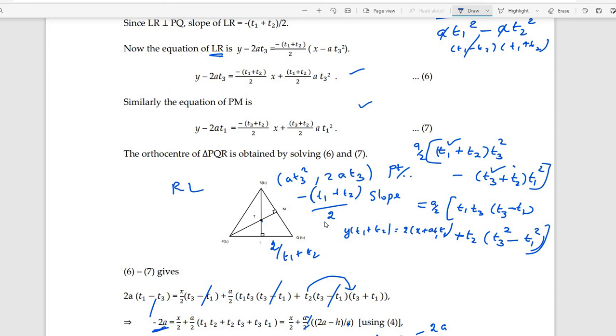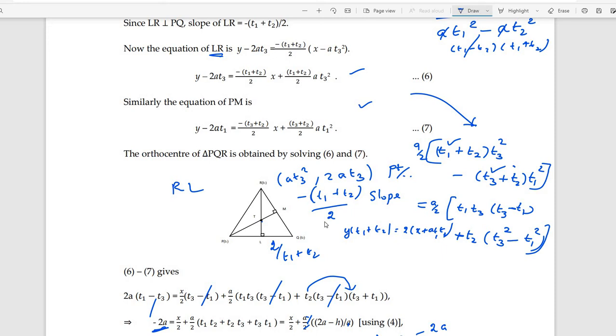So subtracting 7 from 6, this is what we have. Now if you look at the second term alone, after subtracting, this is what the second term is. So you have (t1 + t2)/2, and we have taken a/2 out. So (t1 + t2) t3 square minus a/2 is taken out, t3 plus t2 t1 square.